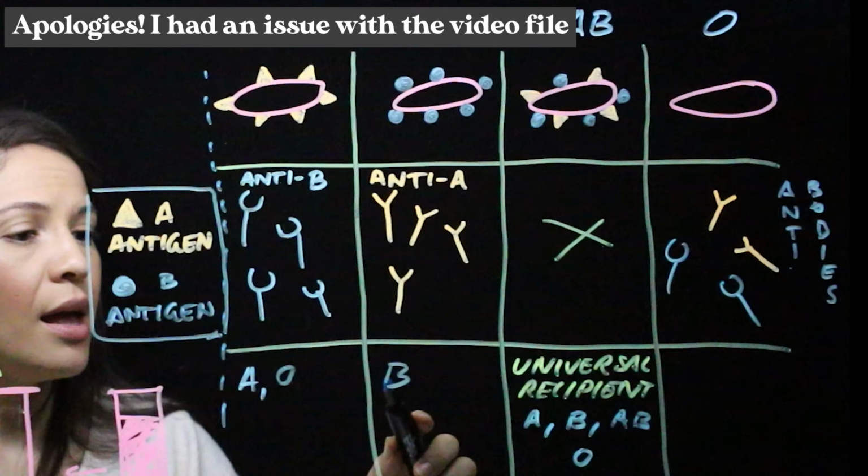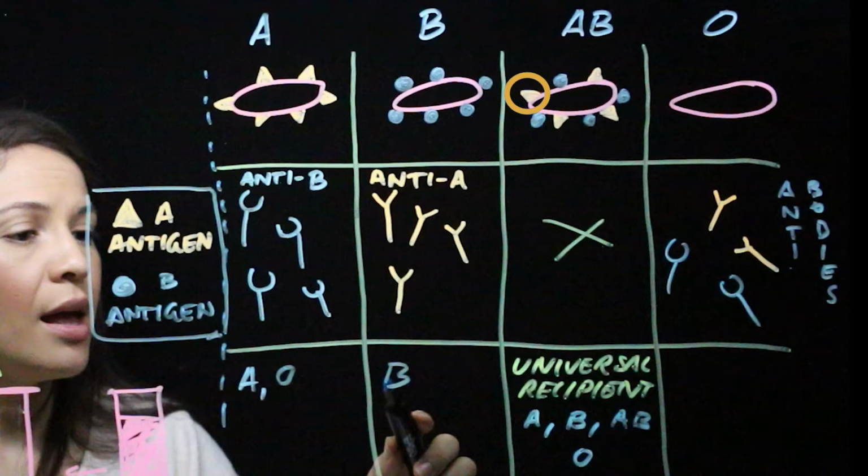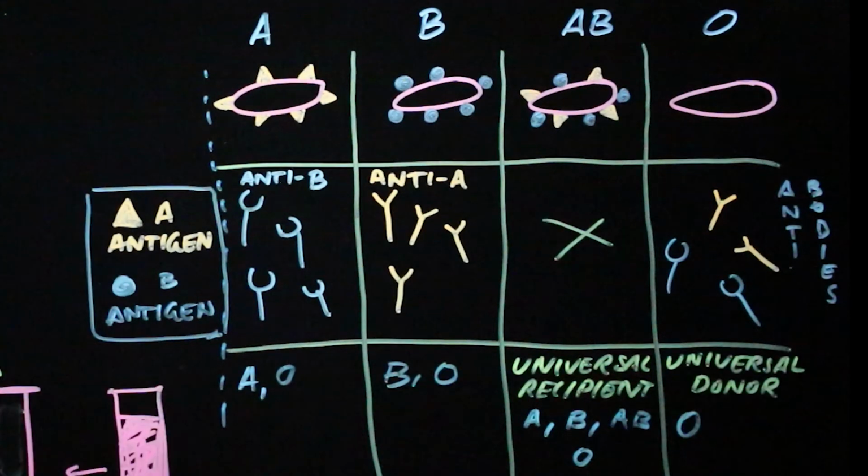So no A. Again, the same for AB. It's got A surface proteins on there, which the host's antibodies would attach to. Okay, but again, we can have O. So O's great. Love O. We can see O can be given to A, to B, and to AB. So O is known as the universal donor because it can be given to everyone.